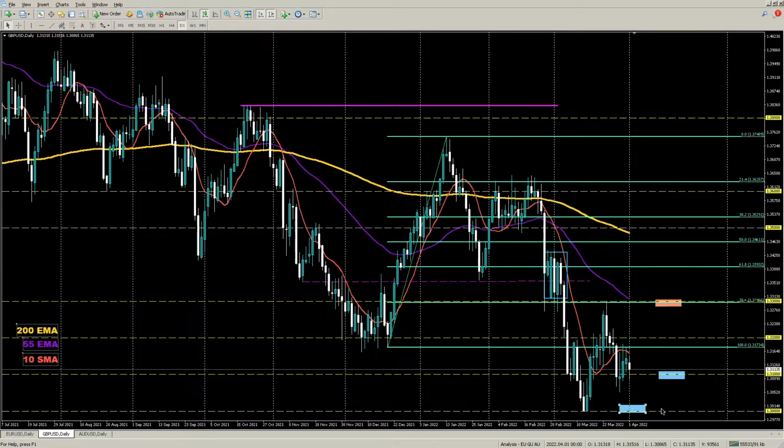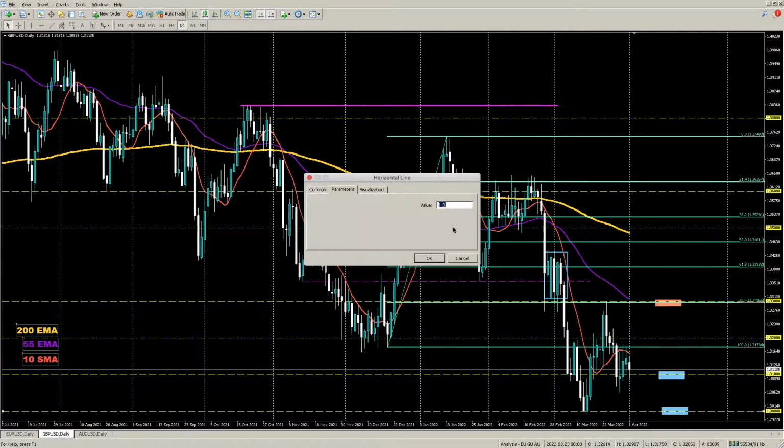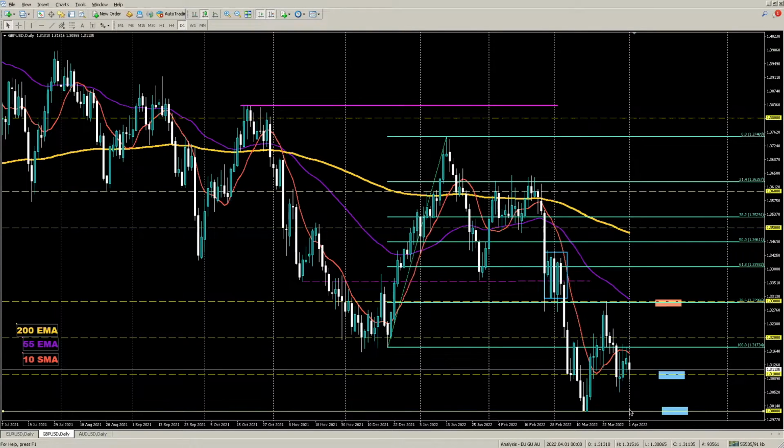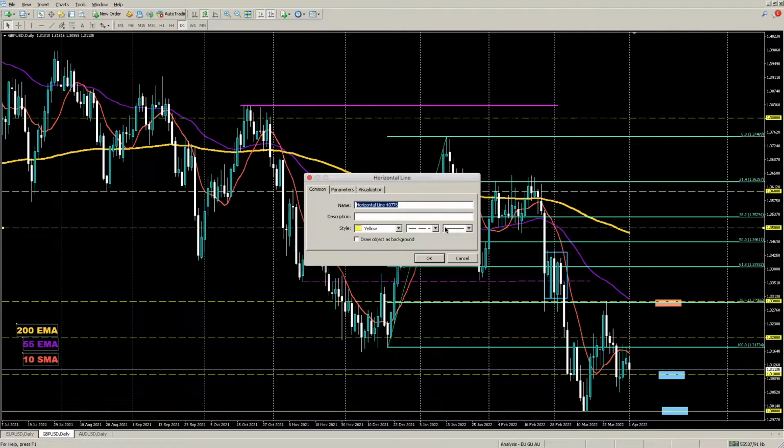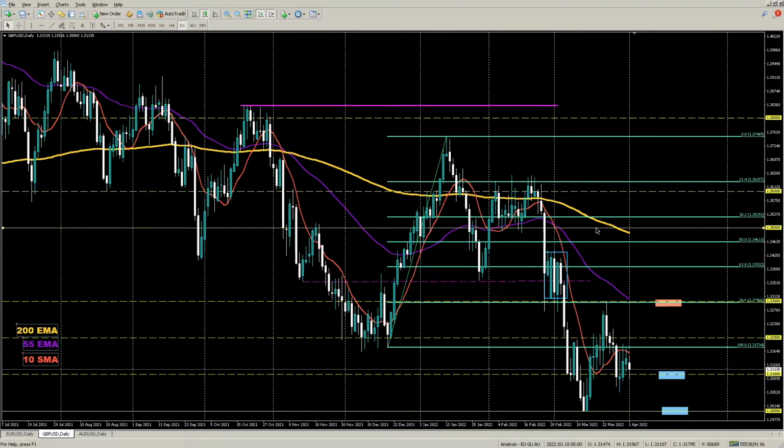And below that, that's the 130, which has not been threatened. Let's change this to a solid line. Right, and right up here as well, 135. Let's change that to solid line. Okay.